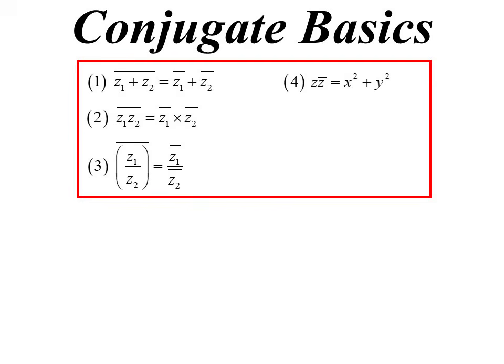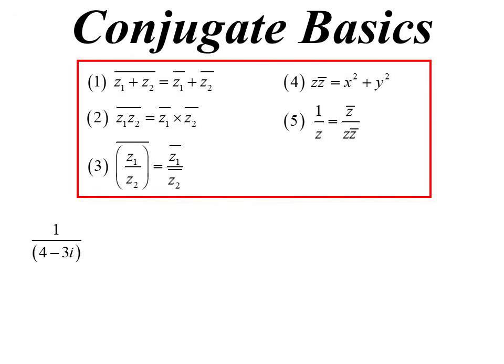This one's interesting. That's the one that I said before, about when you multiply a number with its conjugate, you end up with the sum of two squares. The real part squared plus the imaginary part squared. That's a very important relationship. In fact, here's where it becomes very useful. If I want to find the reciprocal of a complex number, well, if you think about it, all I've got to do is multiply top and bottom by the conjugate.